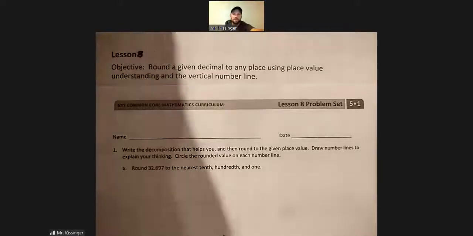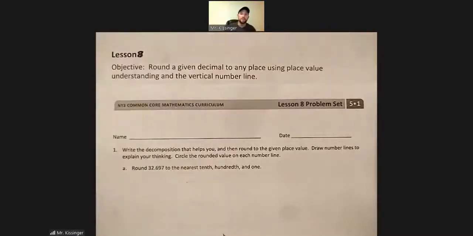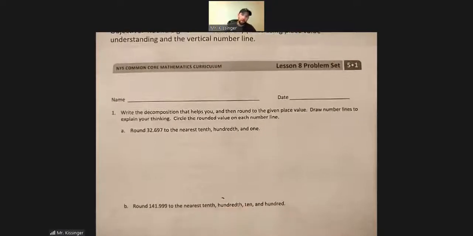Today we're going to continue working on rounding decimals to any place using place value understanding and a vertical number line. So if you look at number 1 here, it says write the decomposition that helps you, and then round to the given place value. Draw number lines to explain your thinking. Circle the rounded value on each number line. So this is just the same process that we were using in lesson 7.